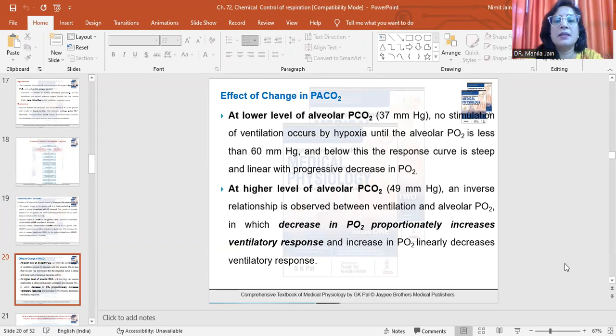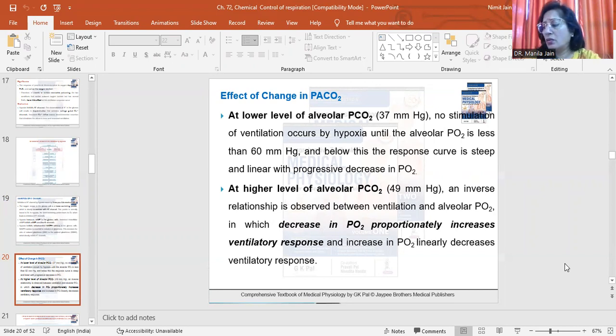Effect of changes in PaCO2. What are the changes in the PaCO2? At lower level of alveolar PCO2, that is 37 millimeter of mercury.